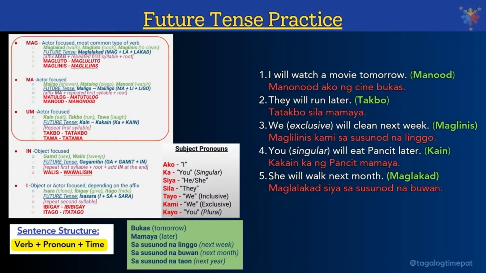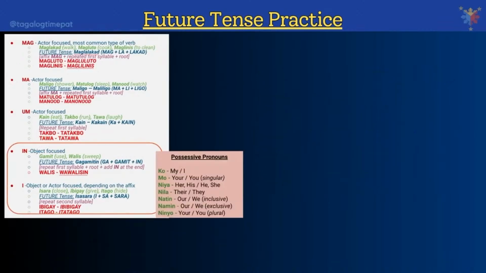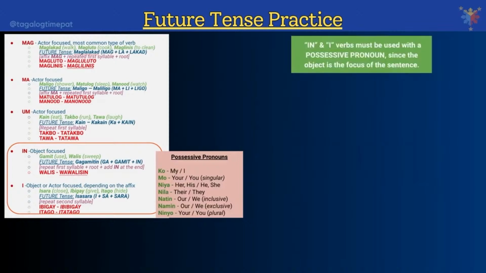Again, these examples focus on the mag, ma, and verbs. Since they are actor-focused, we can use subject pronouns. But if we want to use in or e verbs, we actually have to use possessive pronouns. Remember, when we are using object-focused verbs, we have to use a possessive pronoun because it's almost like the subject or the person is in possession of that object.